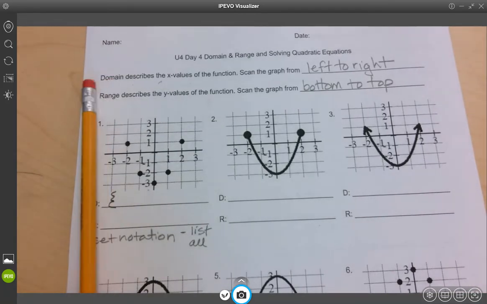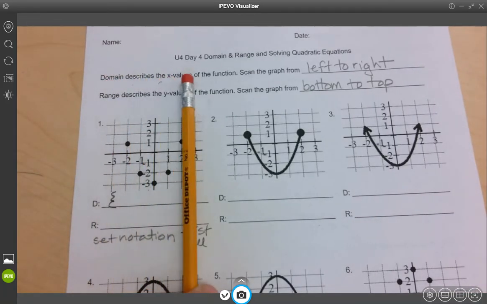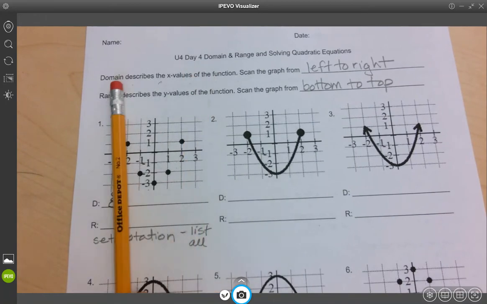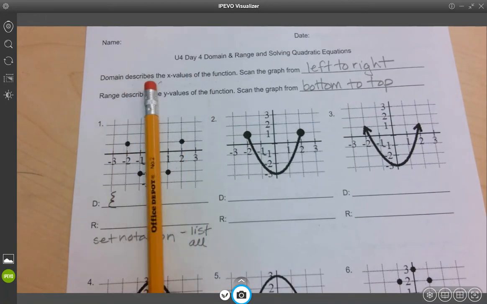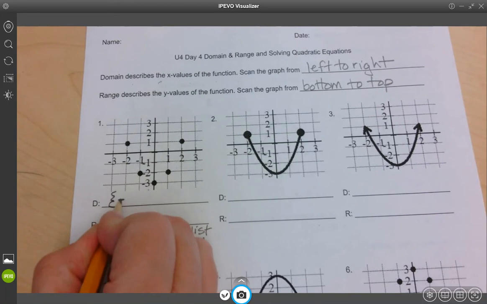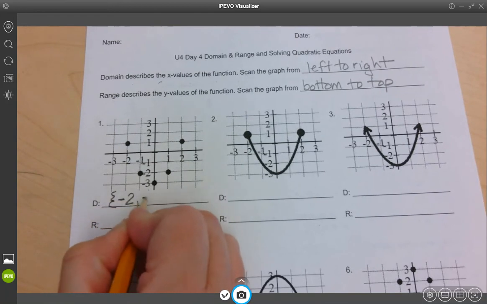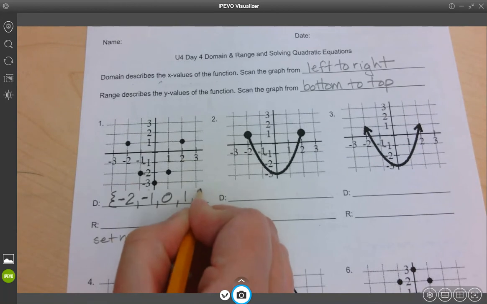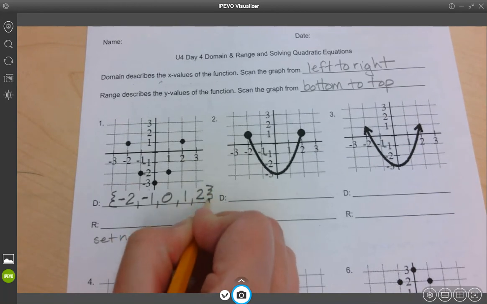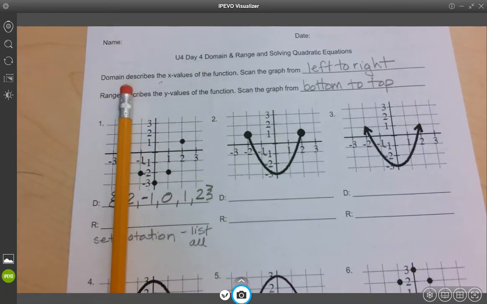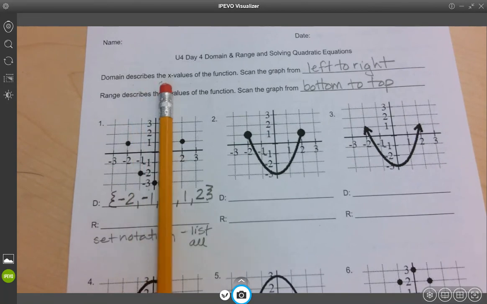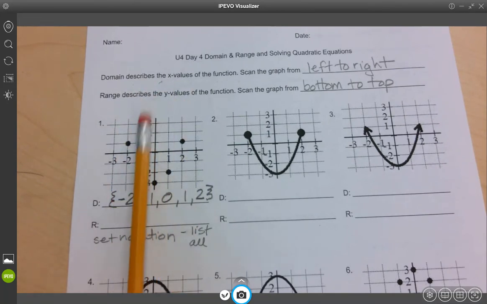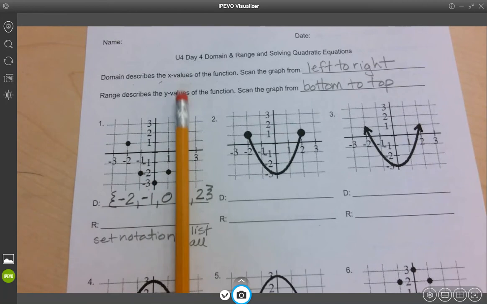Okay, so let's list the x values from the left to the right. I've got some of them. I've got -2, -1, 0, 1 and 2, thank you. Okay, so if I look, I'm scanning them from the left to the right, and I can see their x values when I scan them that way.